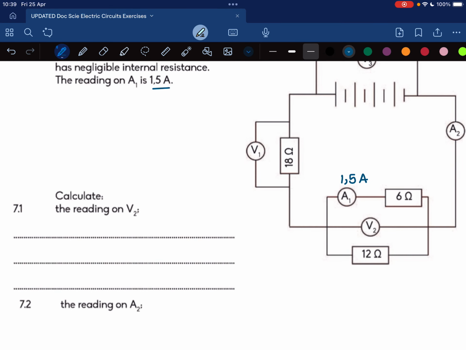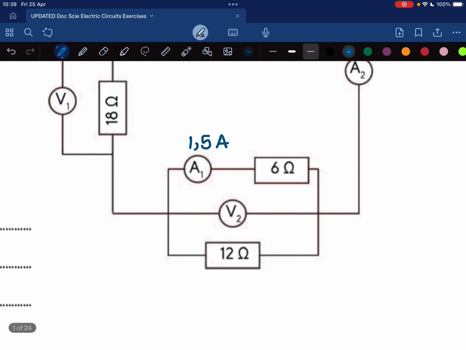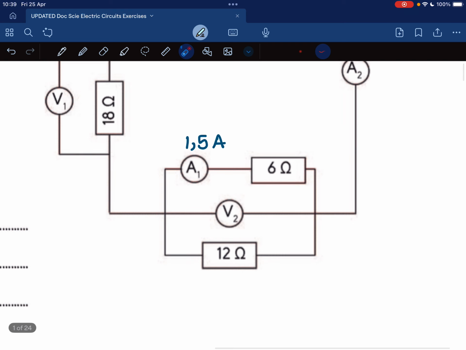It says to calculate the reading on V2. Now V2 is the voltage that is across the parallel circuit. Don't get overwhelmed by the fact that this doesn't look like the traditional V format. This is still measuring across both the 12 and this resistor as well. But wait a minute, won't that affect our results? How do we know if it's recording from this side or this side? Surely that will affect the results.